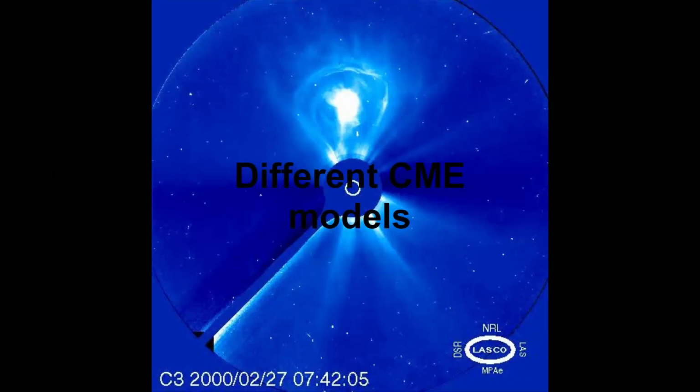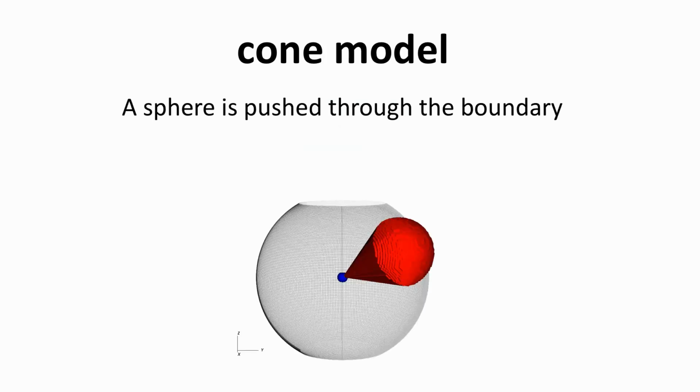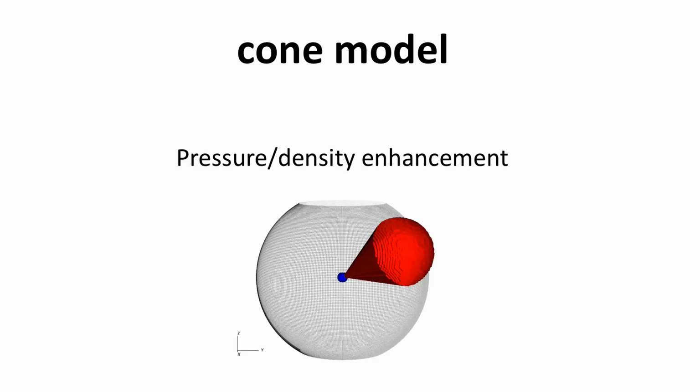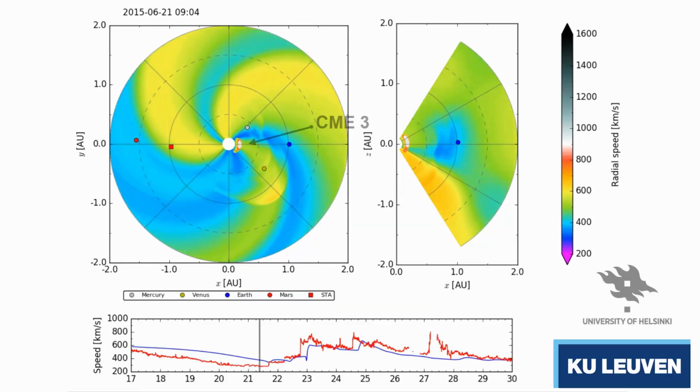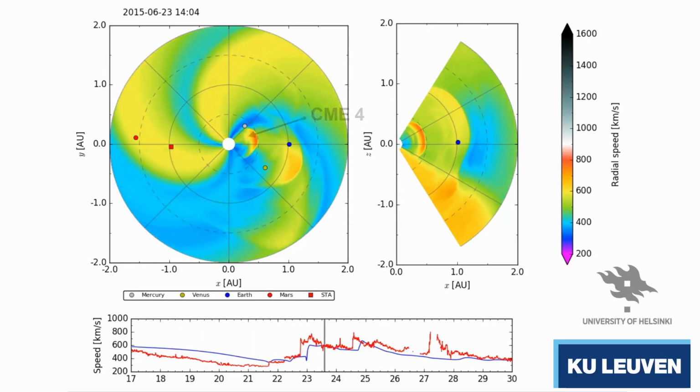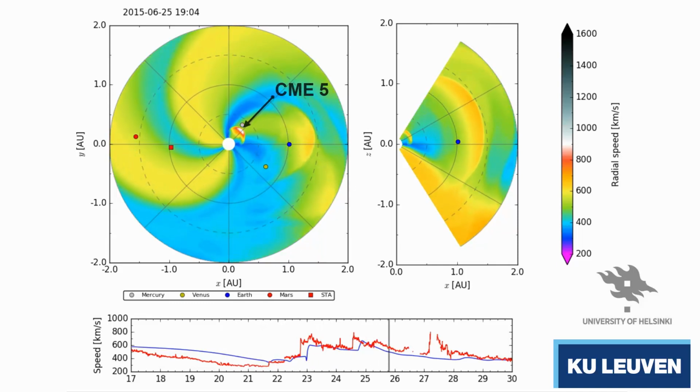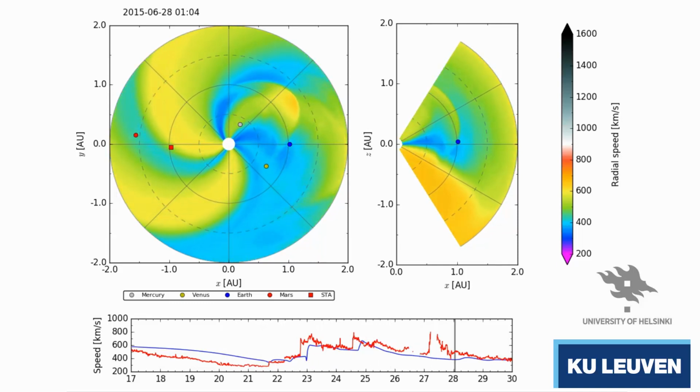We have developed different CME models. Let's start with the simplest model that space weather scientists have been using for the past decade, the cone model. The cone model is a very simple model. It is pushing a sphere through the inner boundary. The sphere is modeled as a density and pressure enhancement. Here you can see a simulation where we are modeling a total of 5 successive CMEs.